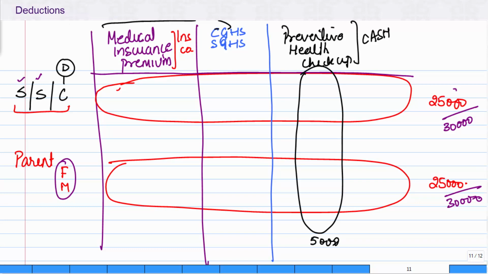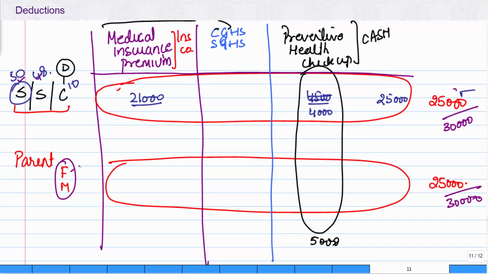So if I now take a case, I say he is 50, she is 48, and he is 10. There's a combined premium for them of, let's say, 21,000. And there's a preventive health checkup for him that he made for 4,500. Now what's going to happen is 21,000 plus 4,500 becomes 25,500. But there's the maximum of 25,000. Therefore, we can say that we've gotten only 4,000 from here, and deduction allowed is 25,000.